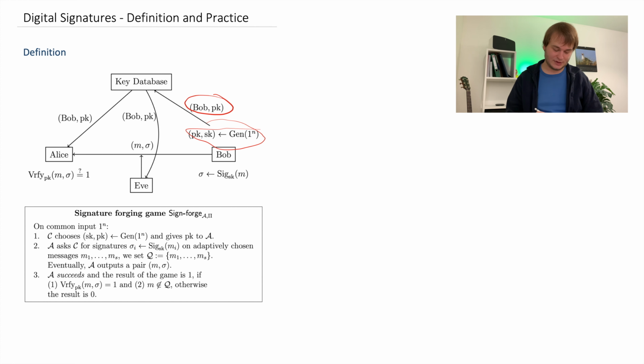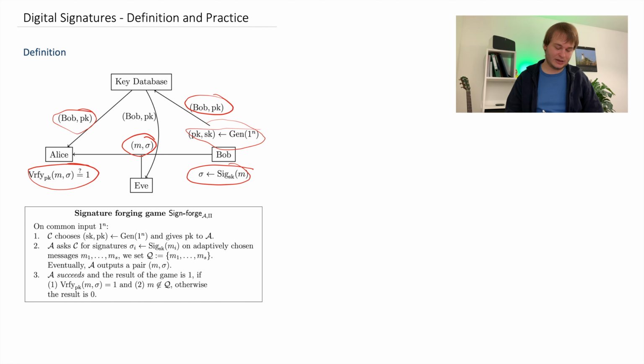Then what Bob can do is basically send messages and generate signatures for them. So he would send message signature pairs over to, for example, Alice. Alice would be able to retrieve the public key of Bob if she doesn't already know it from the public key database, and then would be able to verify that the message that was sent was actually signed by Bob.